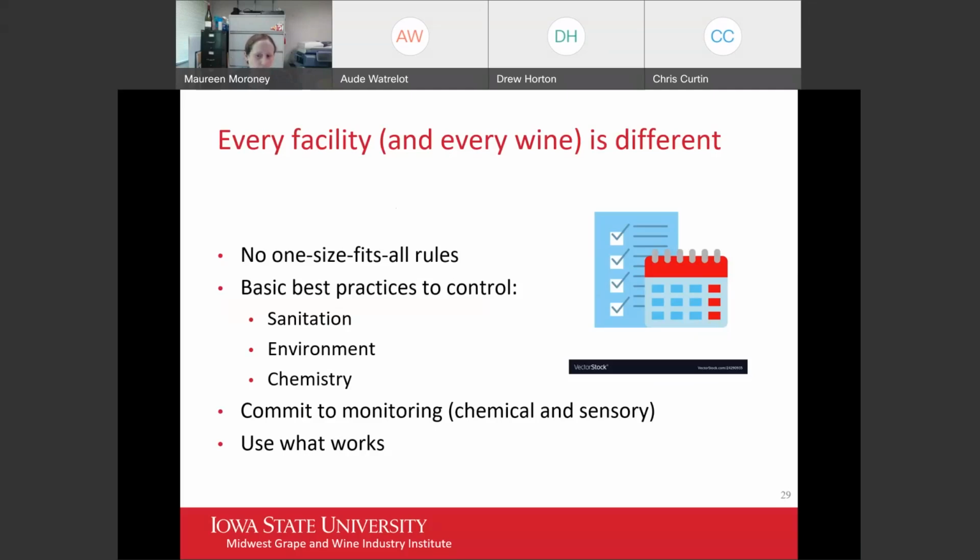And because your specific procedures will be unique to you and your facility, that means you are the one responsible for making sure that they work. The only way to find what works for you is to commit to monitoring your wines throughout the process, both in the lab and in your mouth.